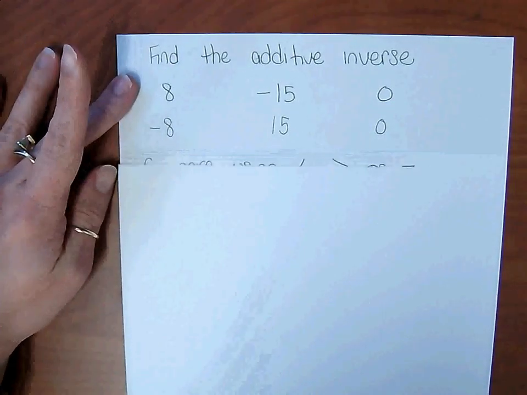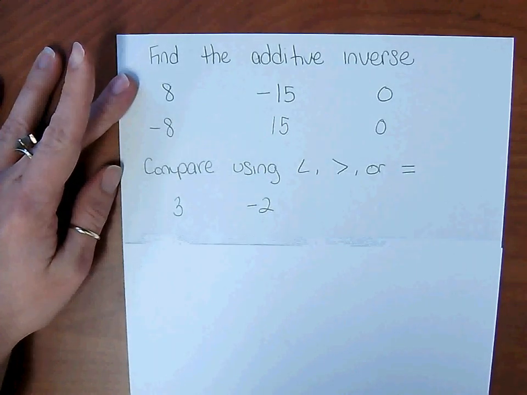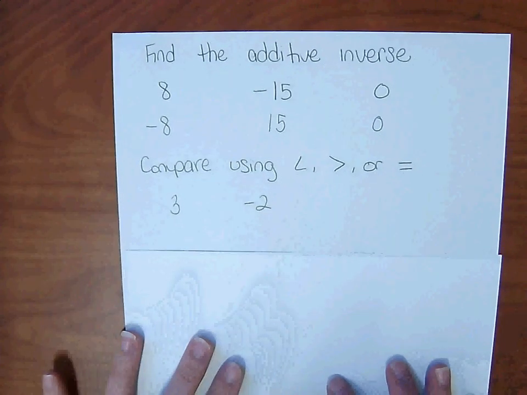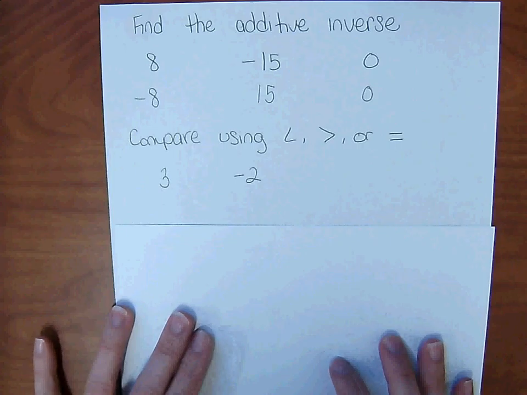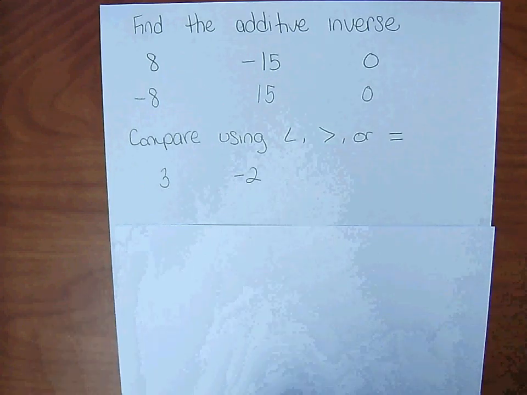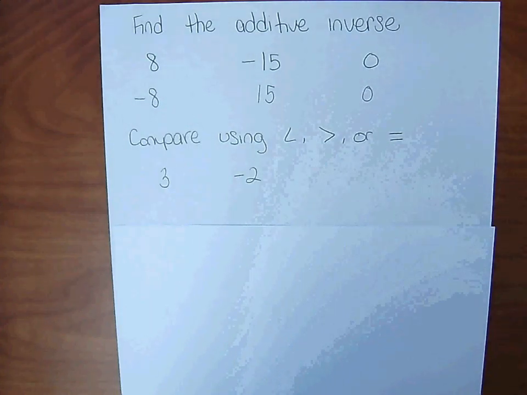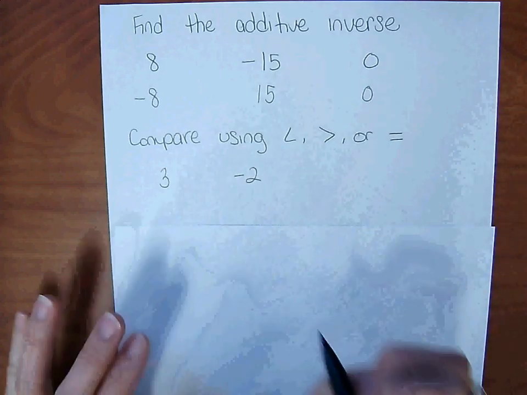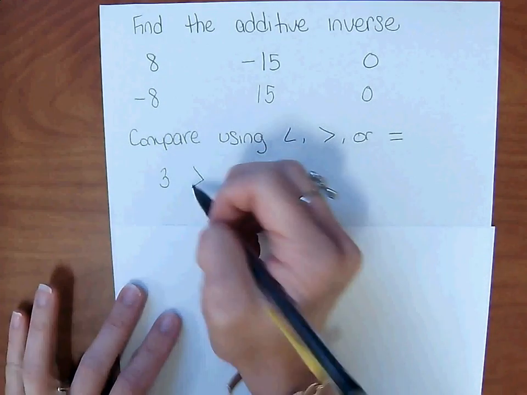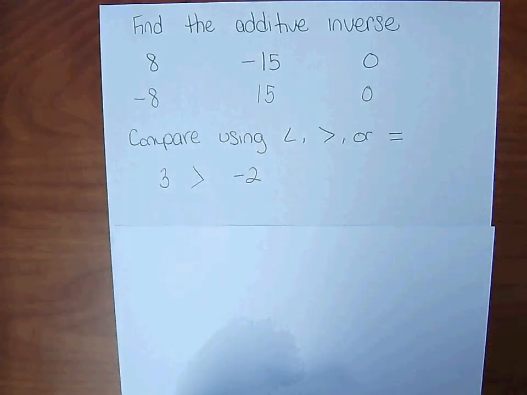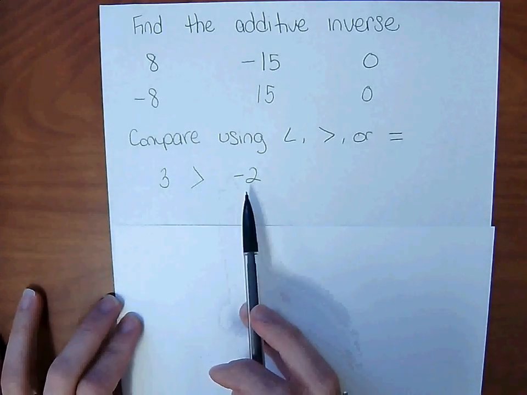So let's compare some numbers using greater than, less than, or equal. So we have to compare 3 and -2. Remember, when we use less than and greater than, we want to open the mouth towards the number that is bigger, and then we read our symbol from left to right. So 3 is to the right of 0, making it the bigger number. So our mouth is going to open towards the 3, and we would read this as 3 is greater than -2.